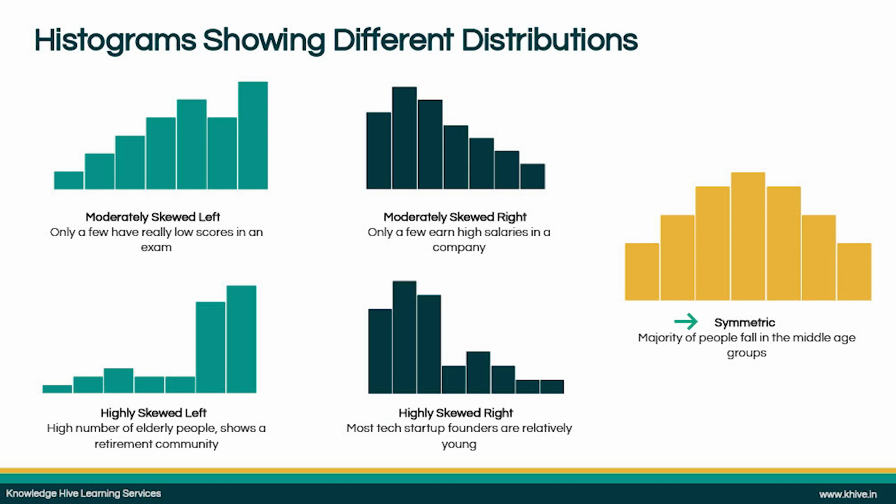And then there's symmetric, often looking like a bell curve. This tells you most values cluster around the middle, and it tapers off pretty evenly on both sides. Like the heights of adult women in a large population, perhaps. Just looking at the histogram shape gives you immediate insight into the data's central tendency and spread, even before you calculate specific numbers. It's a powerful visual summary.